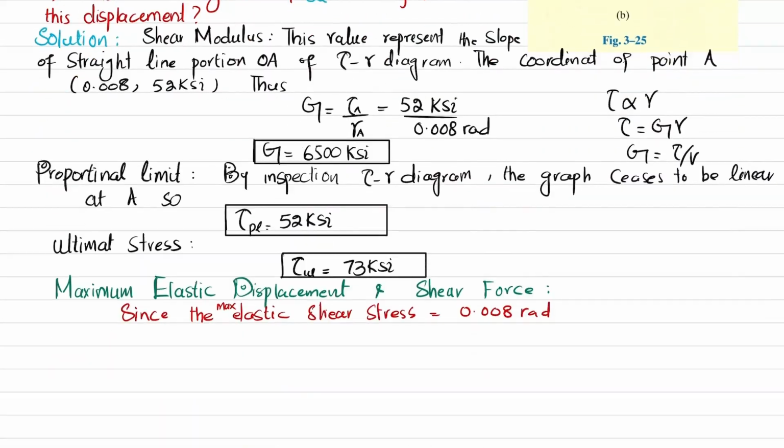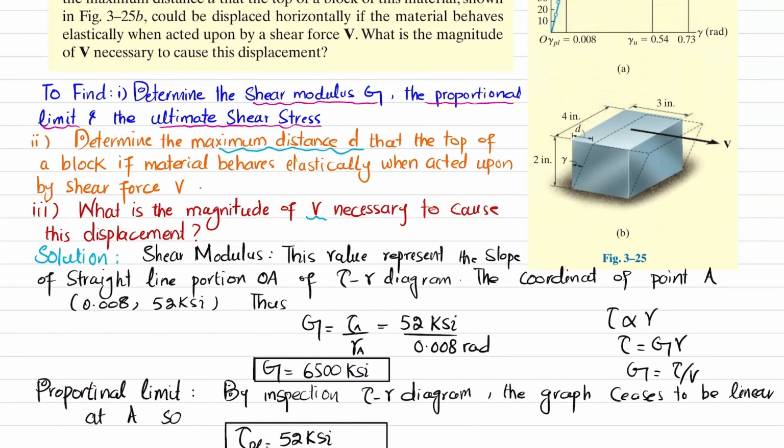So we will write this clearly, and we know that this angle is given as shear strain, which is the change in angle in the right angle triangle. Initially it was perpendicular, but due to the application of this load it will change this angle. So this angle is known as shear strain, and this maximum shear strain in the elastic region is 0.008.